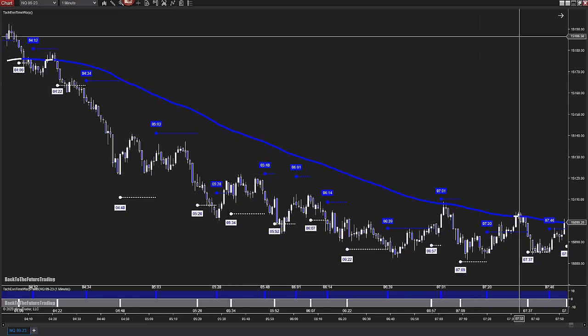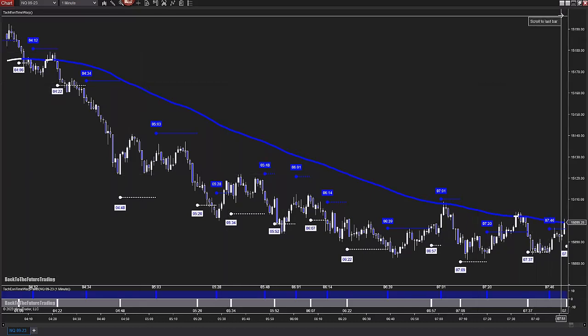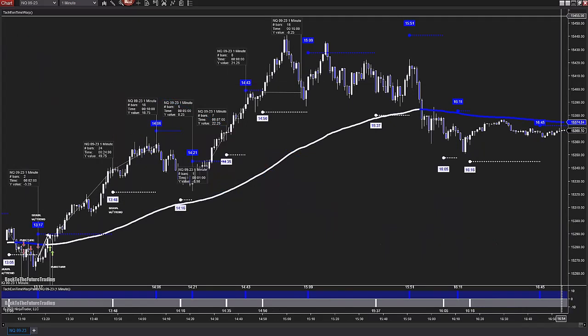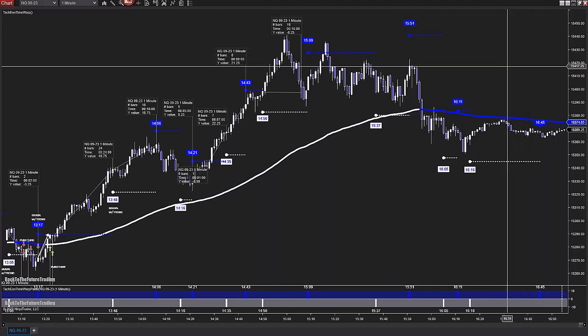Does it work in uptrends and downtrends? Here's this morning before I woke up. Here's this morning after I woke up. What's happening at the time signals that I gave you 2 days ago?